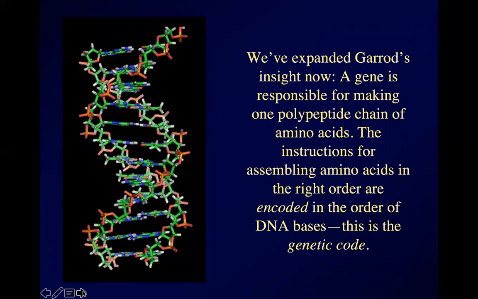Okay, right. We have now expanded Garrod's insight quite a bit. We define a gene as responsible for making one polypeptide chain of amino acids. So a protein with a quaternary structure, there might actually be multiple genes, each of which makes one part.